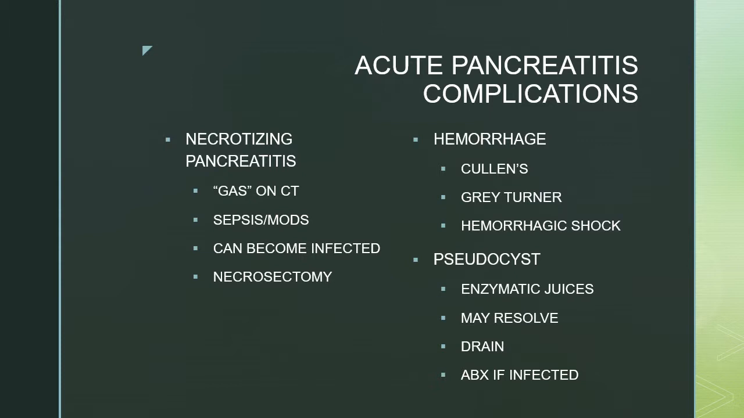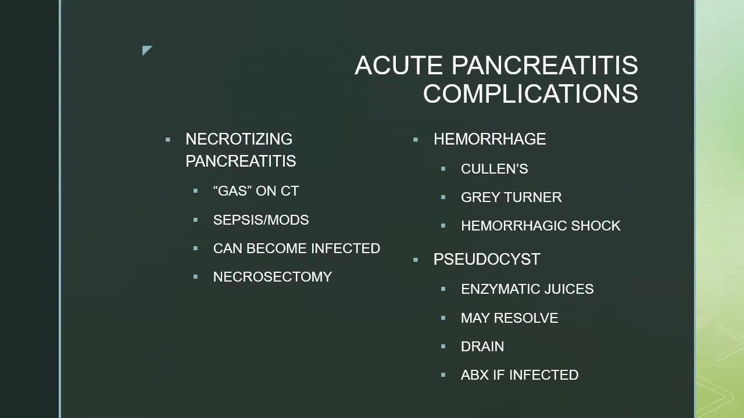They can also have a rupture and hemorrhage. We talked about Cullen's and Gray Turner, but watch for signs and symptoms of hemorrhagic shock. Patients can also develop what's called a pseudocyst, and this is just a cyst within the pancreas that's full of enzymatic juices. It may or may not resolve on its own. If it doesn't, they can drain it. Antibiotics are only used if it's infected. Antibiotics are not routinely used for acute pancreatitis because it's not usually infectious in nature.